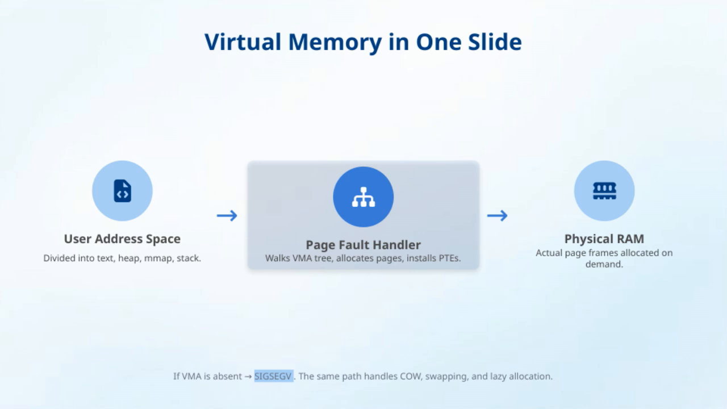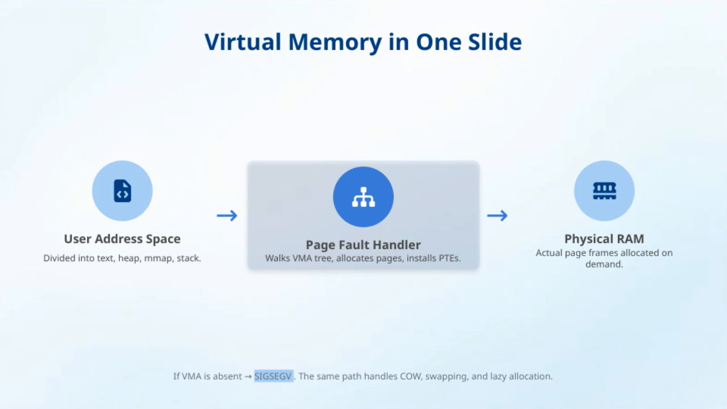These mechanisms help optimize memory usage by delaying allocation until it's actually needed. Actual page frames are allocated on demand, meaning physical memory is only used when necessary, which is efficient and scalable. When a page fault occurs, the system walks the VMA tree to determine where the fault happened. It then allocates the required pages and installs the appropriate page table entries, or PTEs, to map virtual addresses to physical memory. This dynamic management allows for flexible and efficient memory handling.